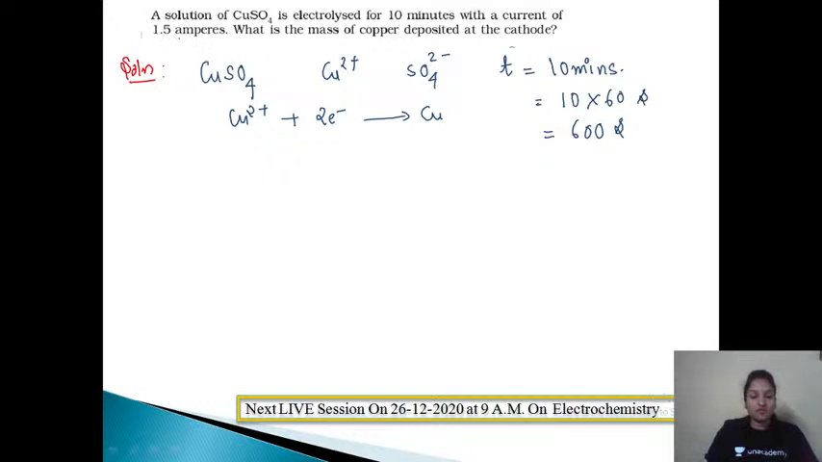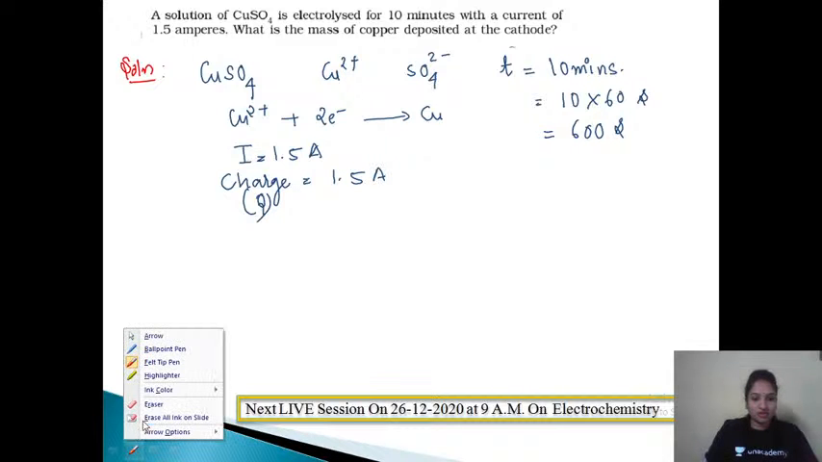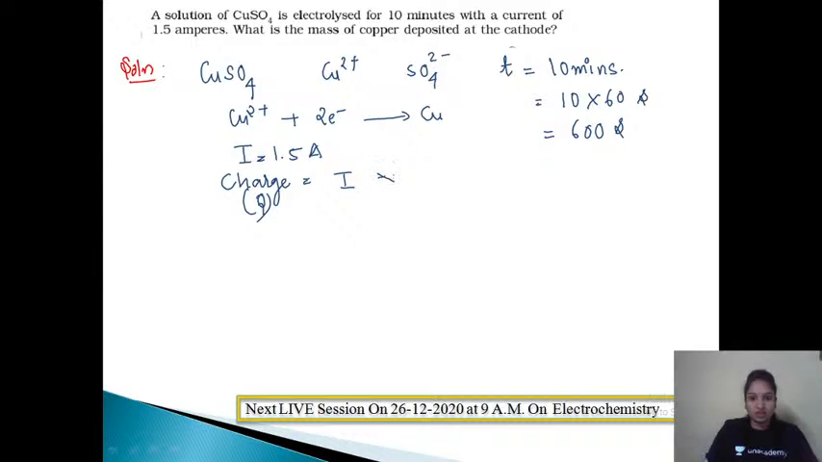Next is with the current of 1.5 amperes. Means the value of current is given, that is I is equals to 1.5 amperes. But we need the answer for quantity of electricity in coulombs, right? So first thing that we need is to change this into coulombs. So charge, that is Q, is equals to, let me write the formula if you need, charge or quantity of electricity passed is equals to I into T, right? So I value is 1.5 amperes into time is 600 seconds. So this would be 900, if I'm not wrong, 900 coulombs, right?